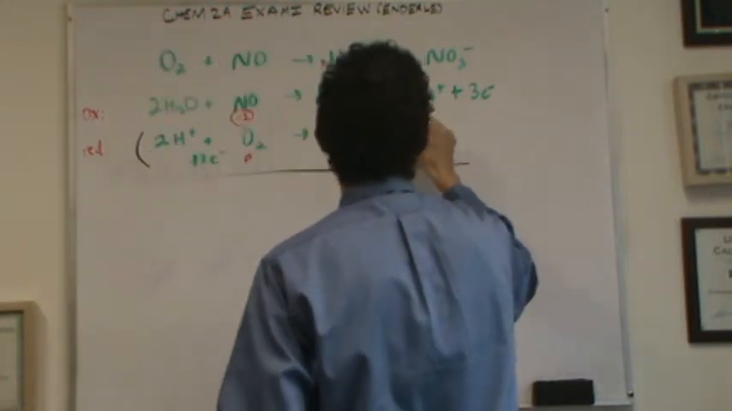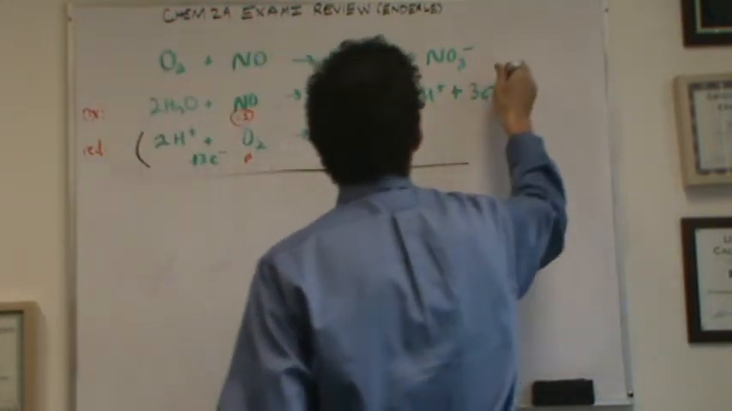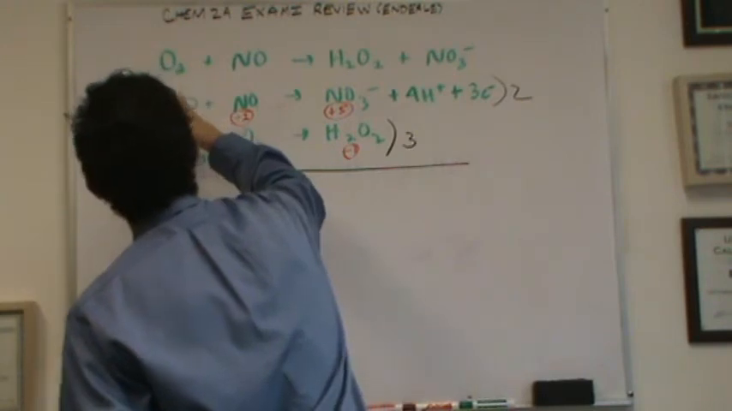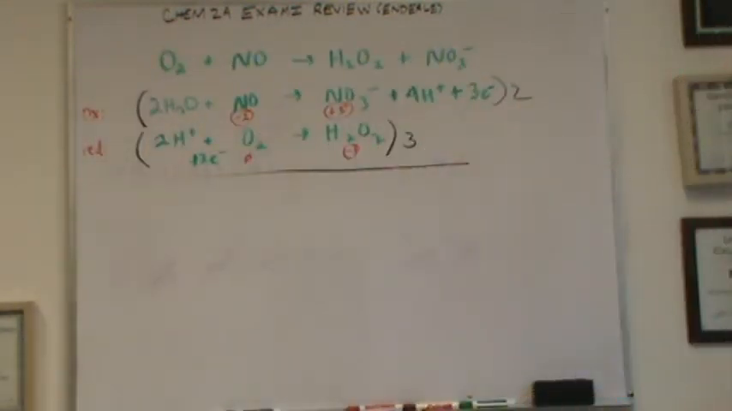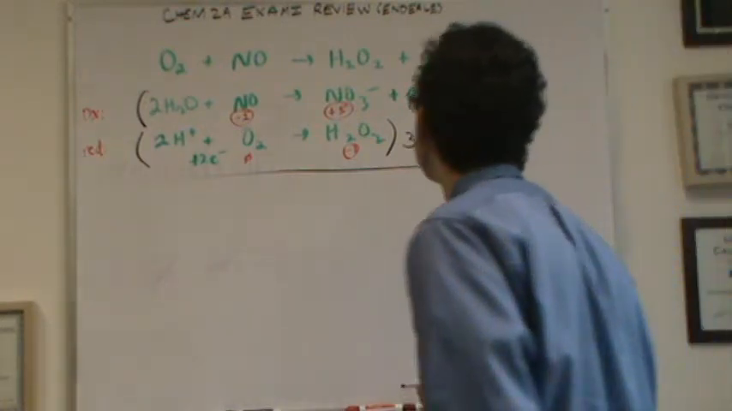Since there's 2 electrons on the bottom and 3 on top, I'm going to multiply the top by 2 and the bottom by 3. That'll give 6 electrons on each side, and they must cancel because electron is the intermediate.